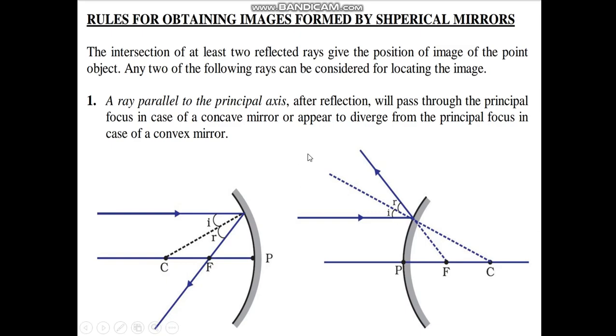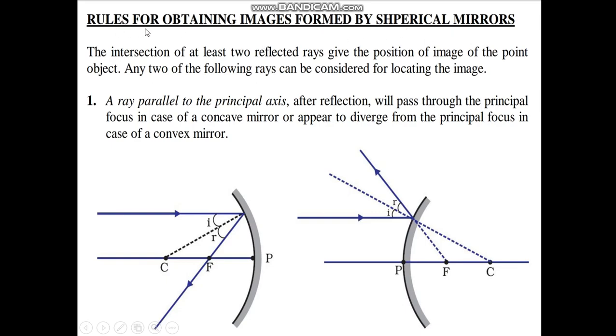So we are continuing the chapter light. We have already discussed the mirrors, that is plane mirror and spherical mirror, and the terminology related to the spherical mirror. So next we will go for the rules for obtaining images formed by spherical mirrors.